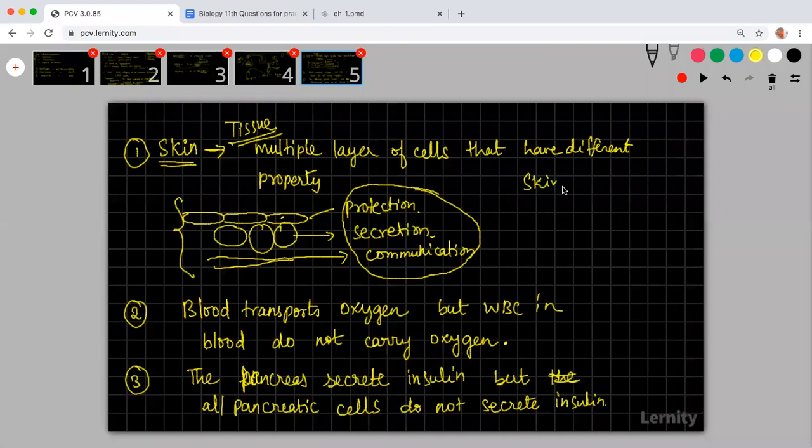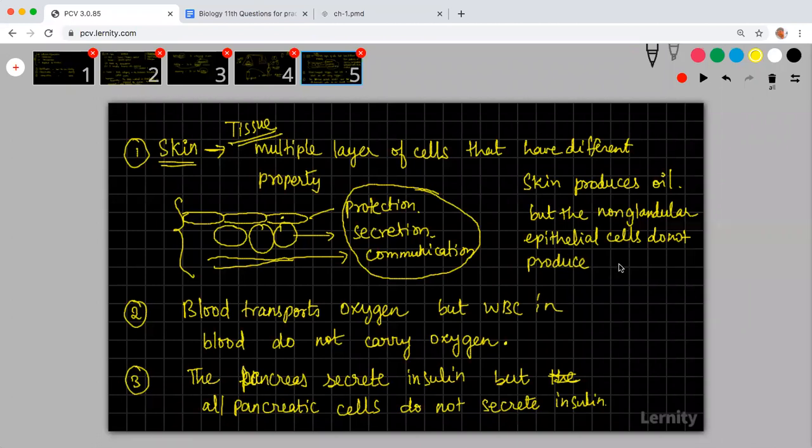Skin produces oil, but the non-glandular epithelial cells do not produce oil.